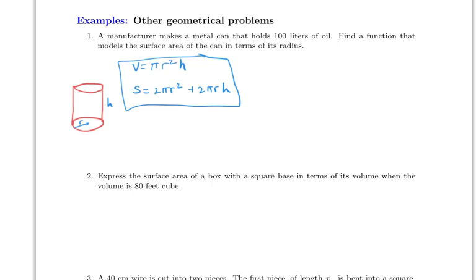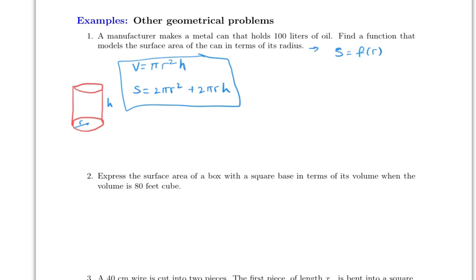It says, a manufacturer makes a metal can that holds 100 liters of oil. Find a function that models the surface area in terms of the radius. So what this is asking is to find a function where the surface area depends only on the radius. Notice the surface area formula here depends on the radius, but this one depends on the height. So you need to get rid of the height somehow.